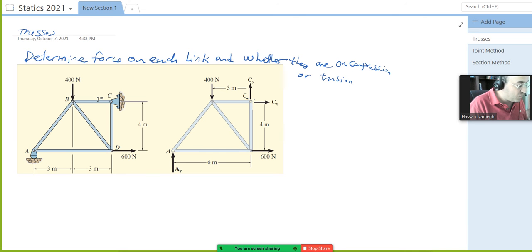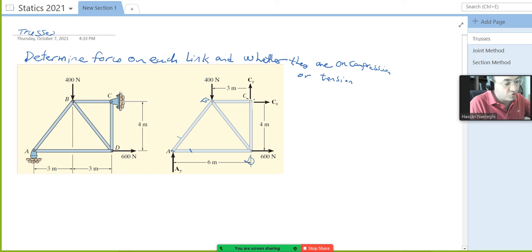Now, in this case, can you see any joint with two or fewer members? For instance, I can see joint A with two links on it, but I don't know AY. If I start there, I don't know how to proceed from there, right? If I move on to any joints here, I cannot start from any joint. So basically, I cannot start from C, I cannot start from point B here. I wouldn't be able to start from point D here either. I cannot start from any joint.